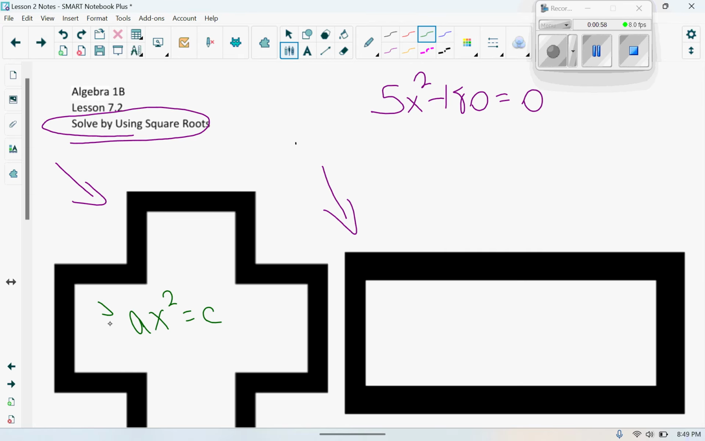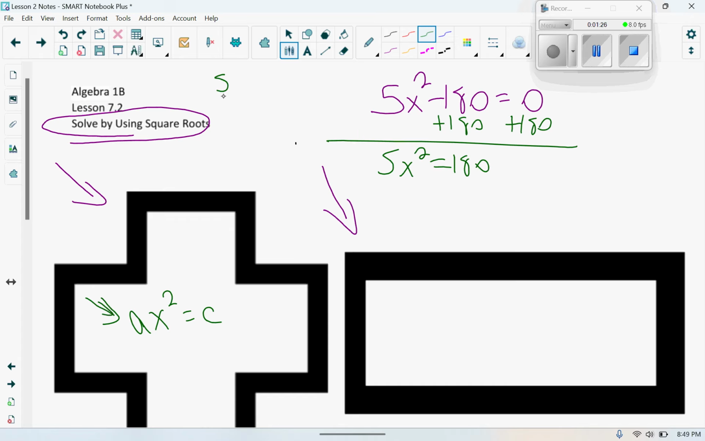Okay, so I went ahead and added this down here. So if it can be written in the form like a number x squared equals another number, that is a big hint that you're going to solve with square roots. So usually we're going to set it equal to 0, but in this case we don't want to. We're going to add that number over. So it's going to look like that.